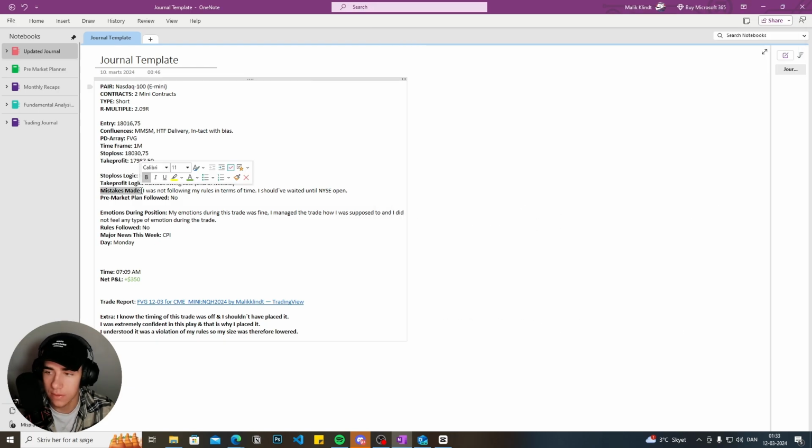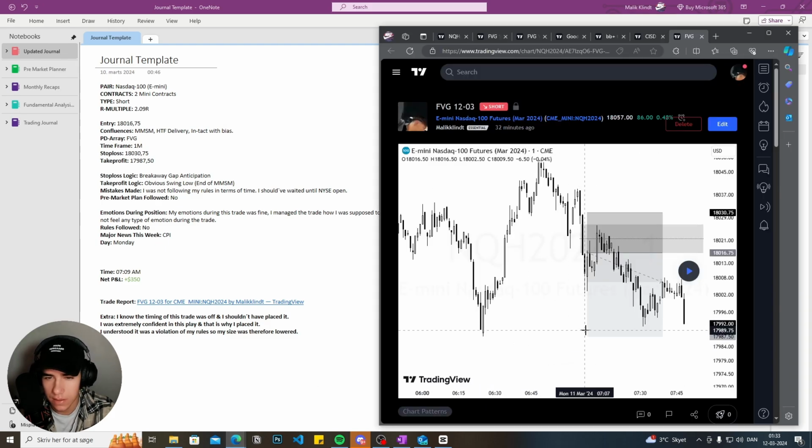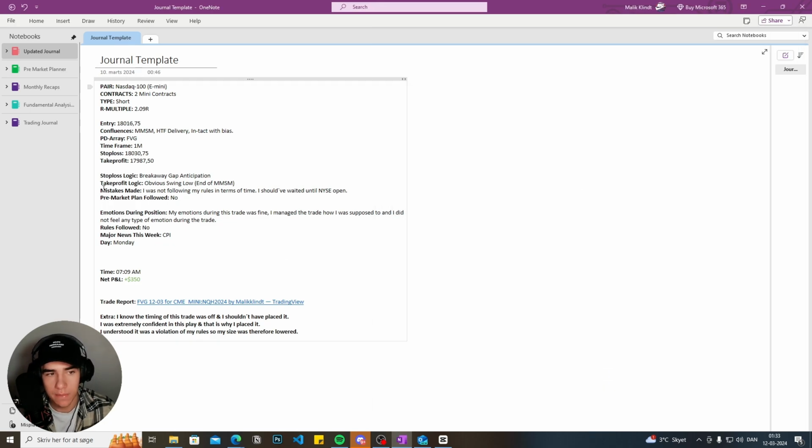Mistakes made. This is just what mistakes you made during that trade. I wrote down, I was not following my rules in terms of time. I should have waited until the New York Stock Exchange open, aka 9:30. If we take a look, I entered here at 7:08 a.m. So my mistake was the time. The time at which this trade was placed was wrong in terms of my own rules, so I write it down. Then we have the pre-market plan followed. I wrote no. The pre-market plan we're going to get into in a little bit.